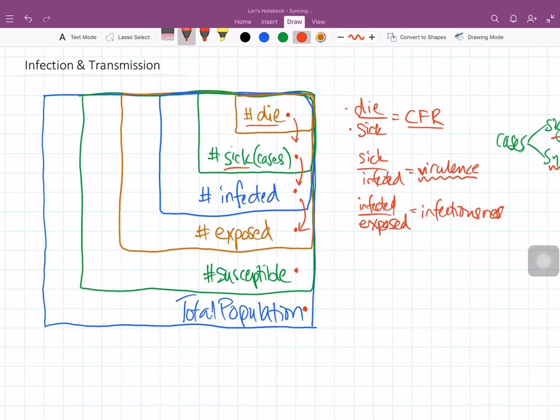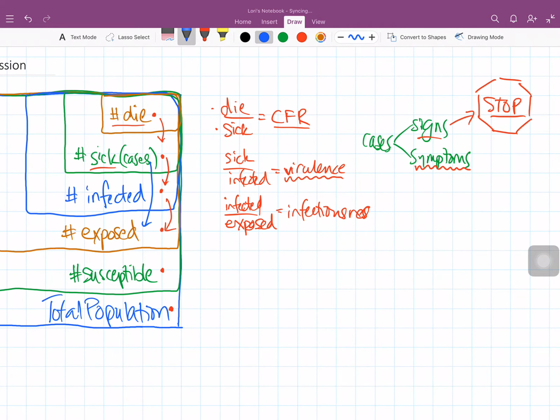So, infectivity would be another way of thinking about that. There's another term, and it depends on the textbook you're looking at, but your textbook says the number of sick divided by the number that are exposed, and this is known as the pathogenicity. Sick divided by exposed, and that's the pathogenicity.